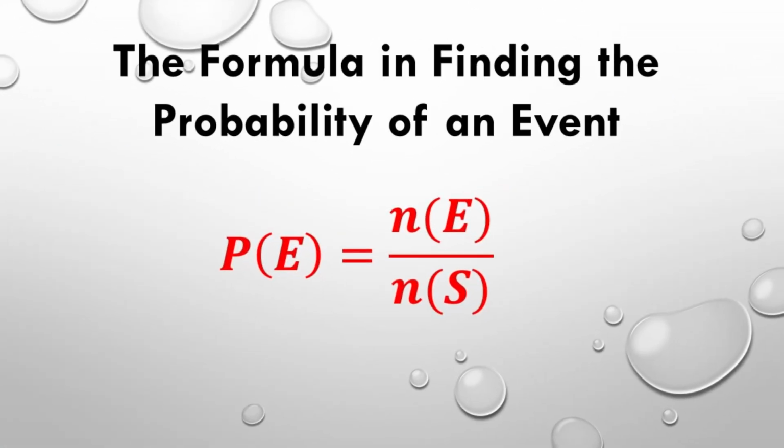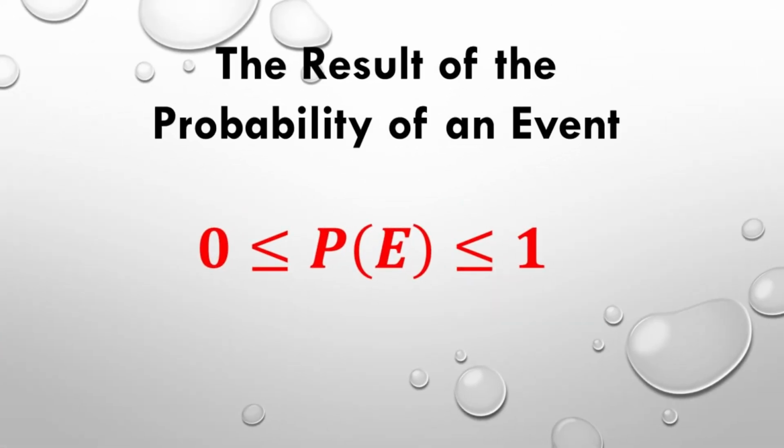The formula in finding the probability of an event is given by the probability of the event E, represented by P of E, is equal to the number of outcomes of the said event E divided by the total number of outcomes in the sample space. Another very important thing to remember is that when computing for the probability of an event, the result should only be less than or equal to 1 but greater than or equal to 0. This means that the result should never exceed 1 and be lesser than 0.